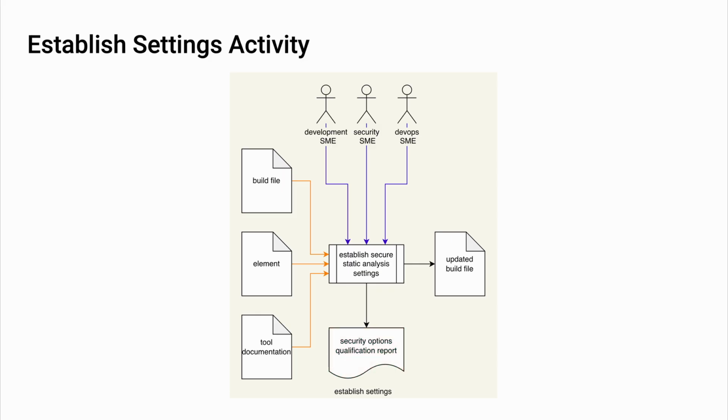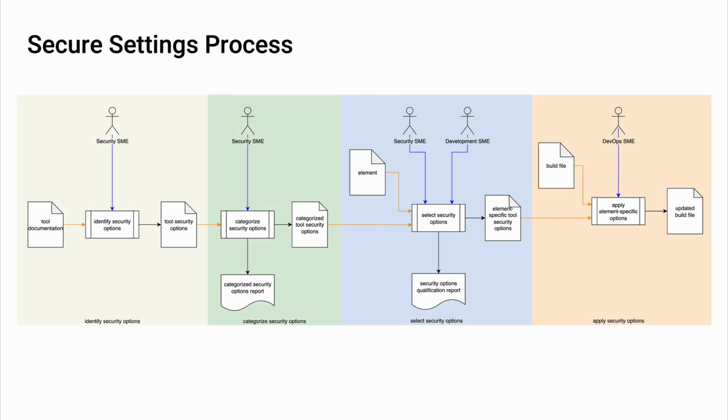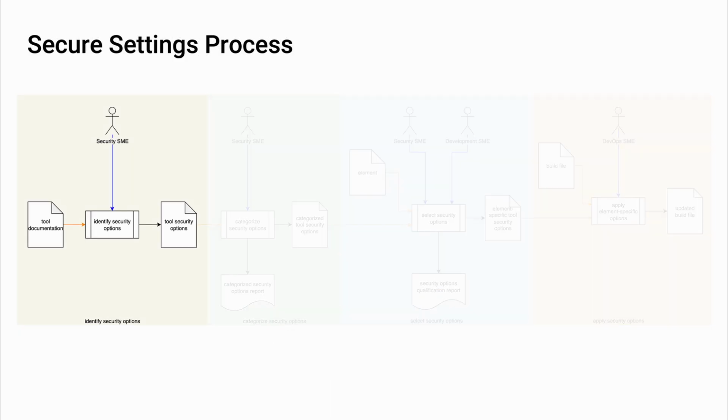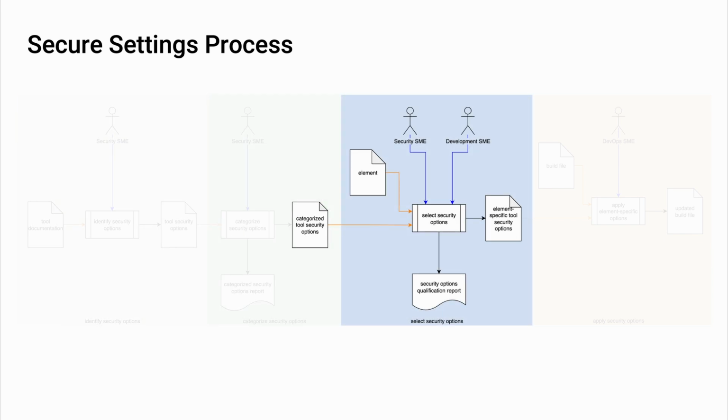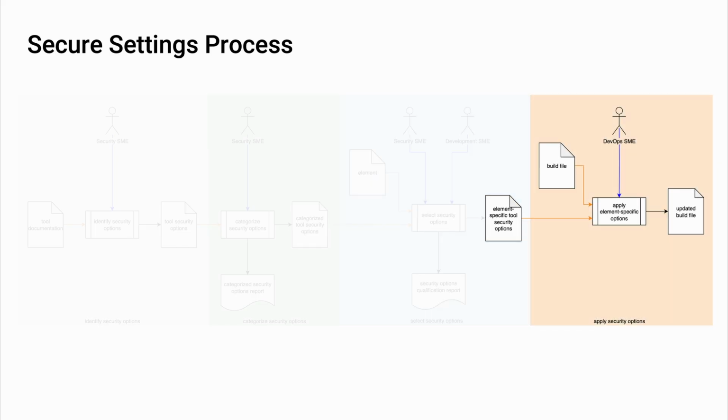Now, if this diagram seems really information dense, that's because this is an encapsulation of the secure settings process. Let's revisit that process. The secure settings process is comprised of 4 activities. These are identifying options relevant to cybersecurity, categorizing these options, selecting which ones are to be used for each element, and finally, applying those options to the build system for that element.